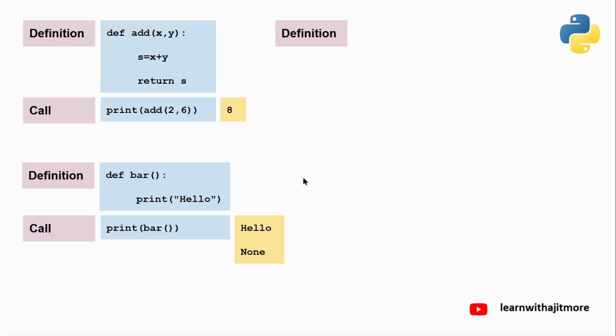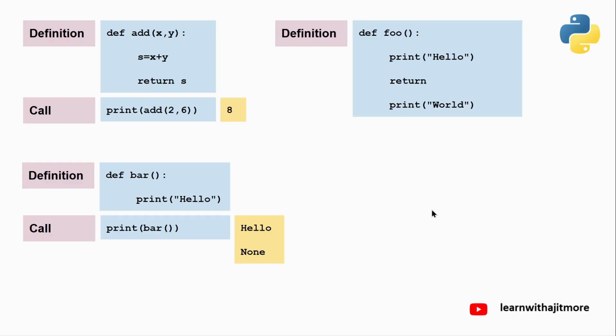Okay? And if suppose you are writing any statement after return, means within the function body, if there is a return statement, and after that also there are some statements, those statements will never get executed. Get it? The flow of execution will never reach this statement.